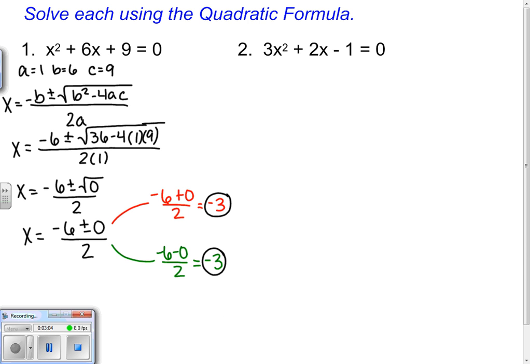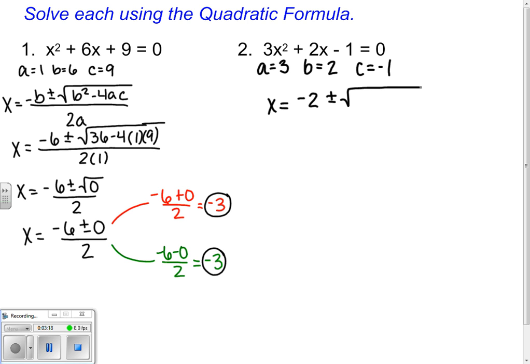All right, if you take a look at number 2, it is also set equal to 0, where my a value is 3, my b value is 2, and my c value is negative 1. So I'm just going to start substituting right away. It's negative b, negative 2, plus or minus the square root of b squared. 2 squared is 4, minus 4 times 3 times negative 1, that's AC, all over 2 times A, which is 3.